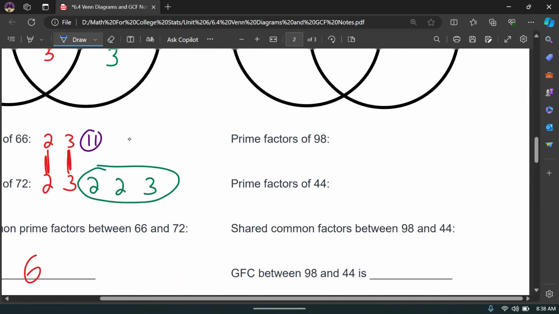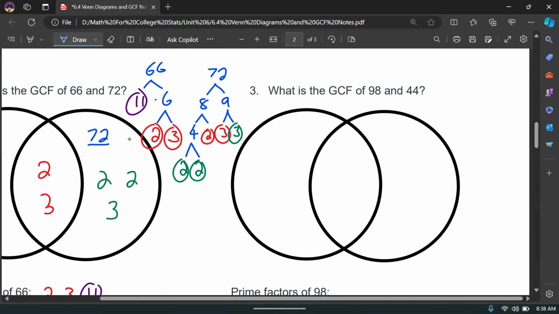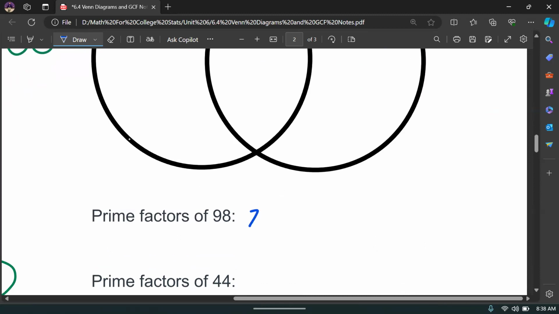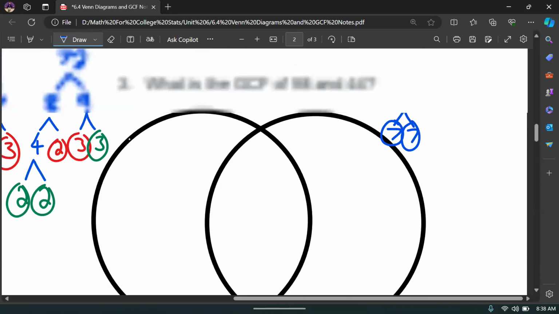Let's look at just 2 more. Let's do 98 and 44. Let me zoom in on this side. So 98. 98 can be 49 times 2. Now 49 is not a prime number. 49 can be divided into 7 and 7. 7 and 7 are prime numbers. So is 2. So 98 is 7, 7, and 2 are its prime factors.